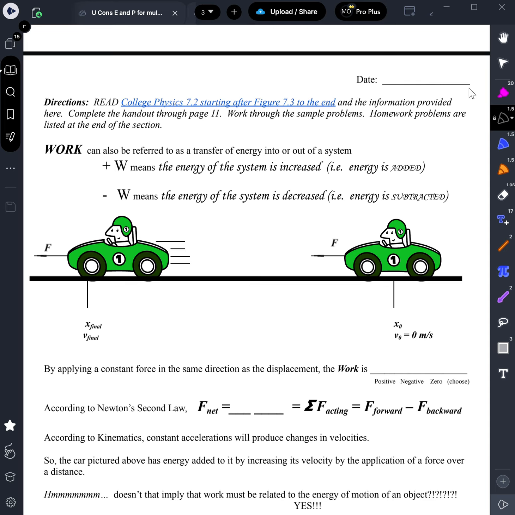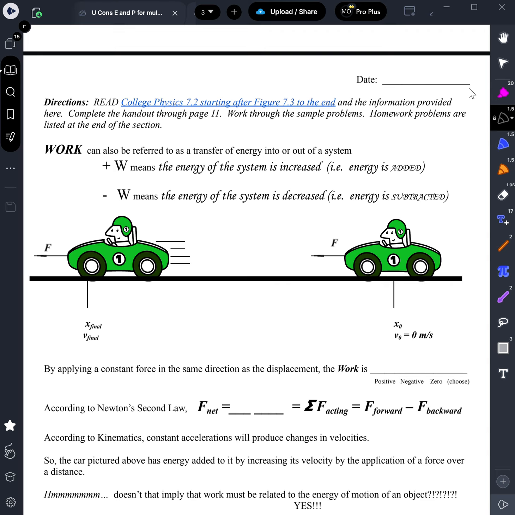In terms of work and what work really means in a realistic sense, how do we apply it? If you're on, I believe we are at page 6 of our packet, we're going to want to look at thinking of work as being related to how energy is transferred either into or out of a system, since work is a transfer of energy based on the application of a force for a displacement.